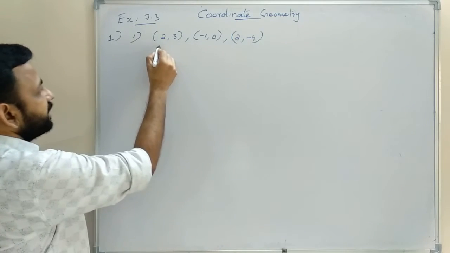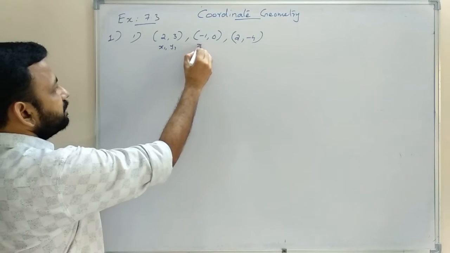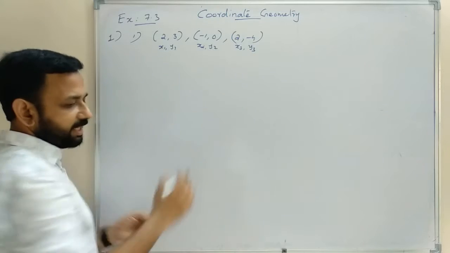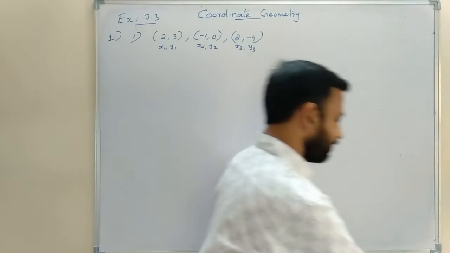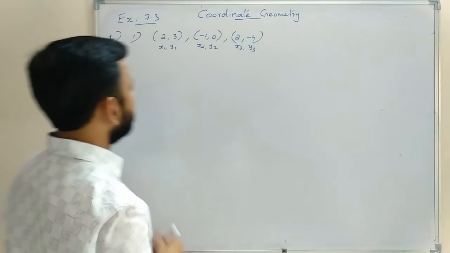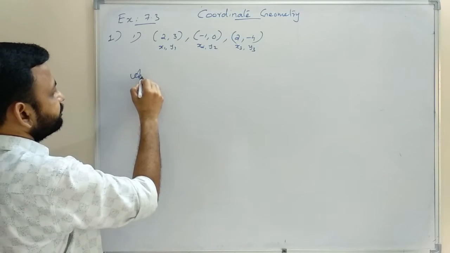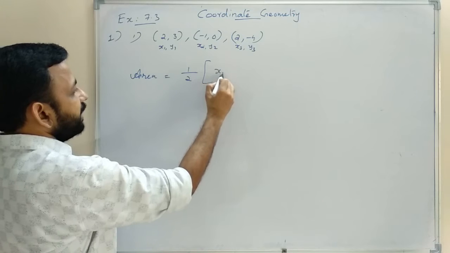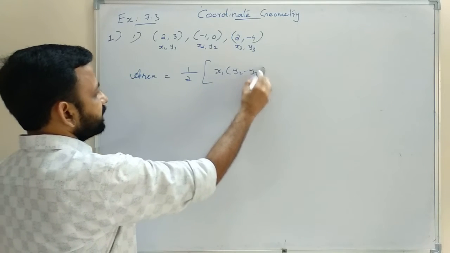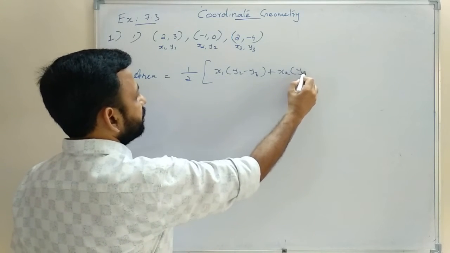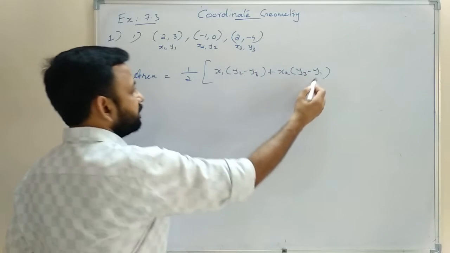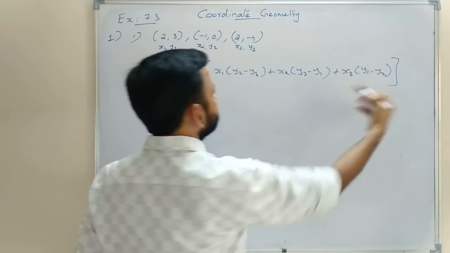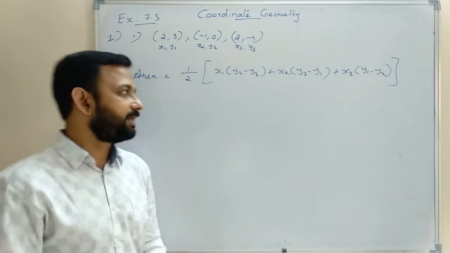So here we can take it as x1, y1, x2, y2 and x3, y3. So we can take it in any order. x1, y1, x2, y2 and x3, y3. Now we can write the formula. Area equal to 1 by 2 into x1 into y2 minus y3 plus x2 into y3 minus y1 plus x3 into y1 minus y2. So that is the formula for finding area of the triangle.